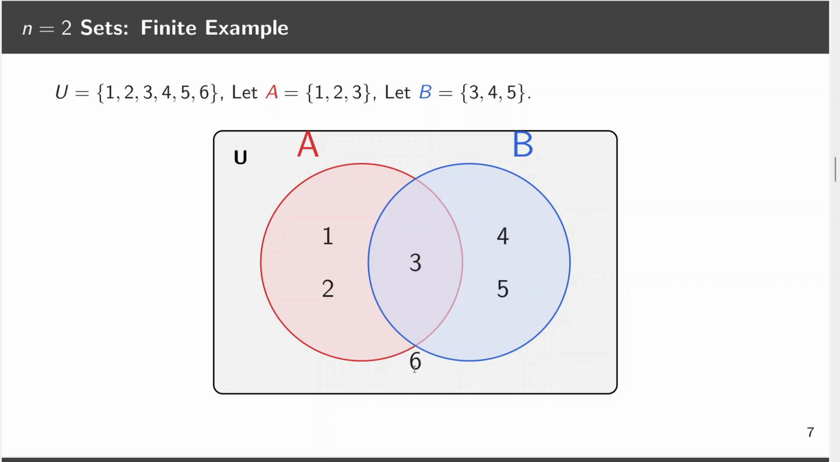Let's take stock. In the left circle only, 1 and 2. In the overlapping middle, 3. In the right circle only, 4 and 5. Outside both circles, 6. Every element of the universe has exactly one home. The partition is perfect. 4 regions, all accounted for. Now let's go one step further.